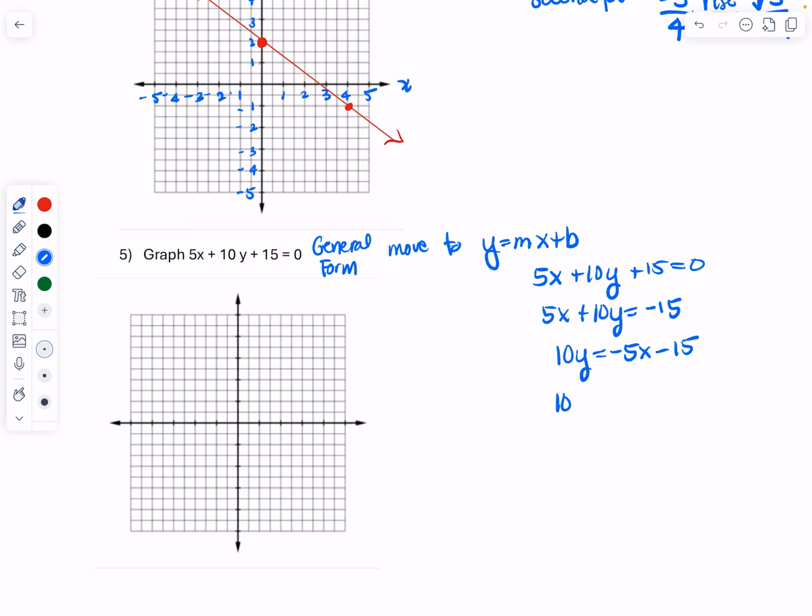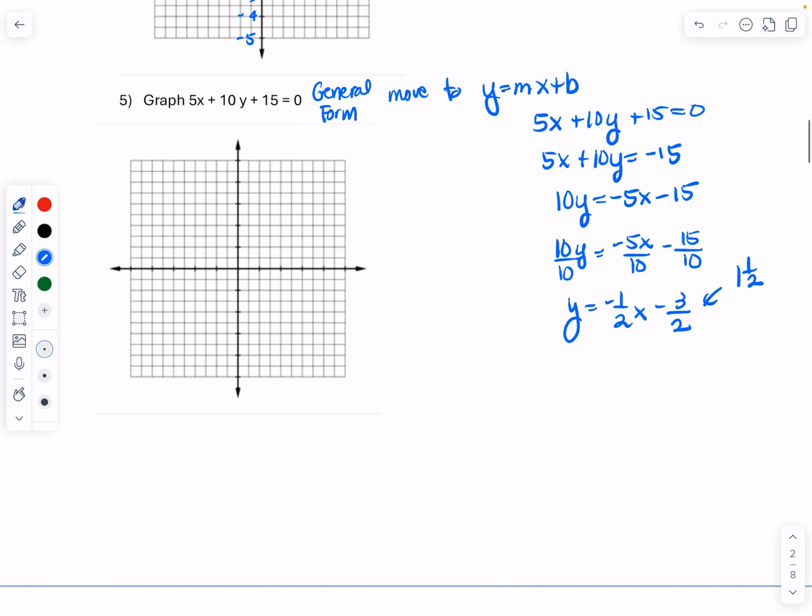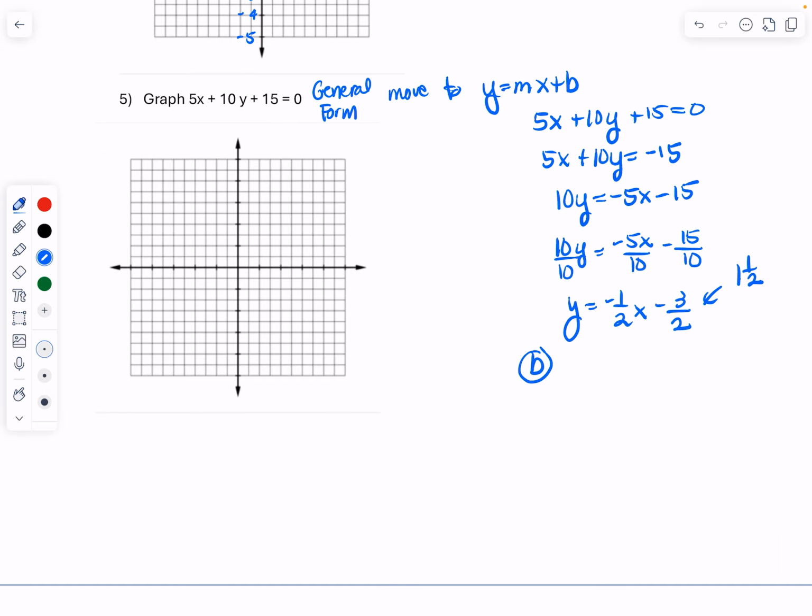Now I'm going to divide both sides by 10 to get y by itself. Okay, and then I'm going to reduce. So y equals negative 1/2 x, and then minus 3, because 5 goes into 15 3 times, over 2, so 3/2. Okay, so remember that 3/2 is equivalent to 1.5, because that is my b term. So b is negative 1.5. So I write that up as (0, negative 1.5).